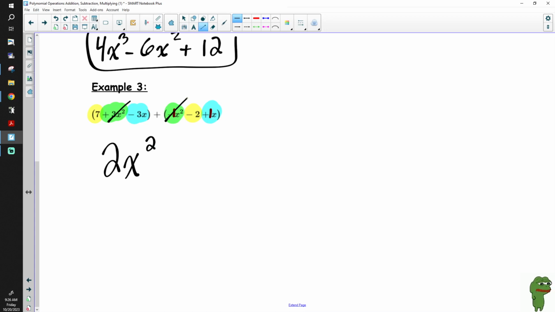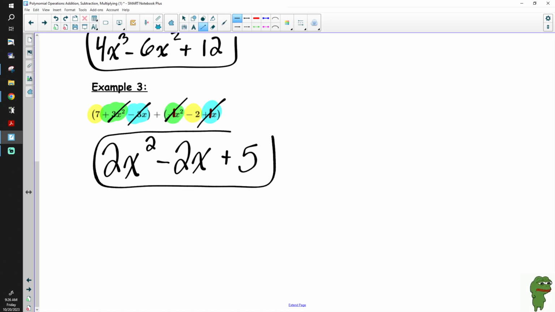Again, I did my greens first because I want my biggest exponent first. Now I would do my light blues because my x term would go next. Negative 3 plus positive 1 would be negative 2x. And then I would do 7 plus negative 2, giving me 5. No more like terms, and my exponents are biggest to smallest. That is adding. How's adding? Good? Good.